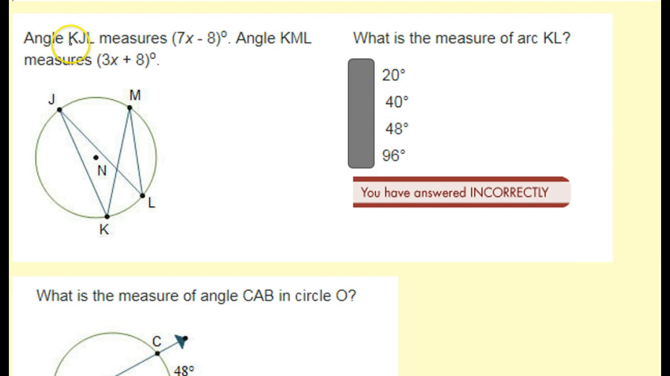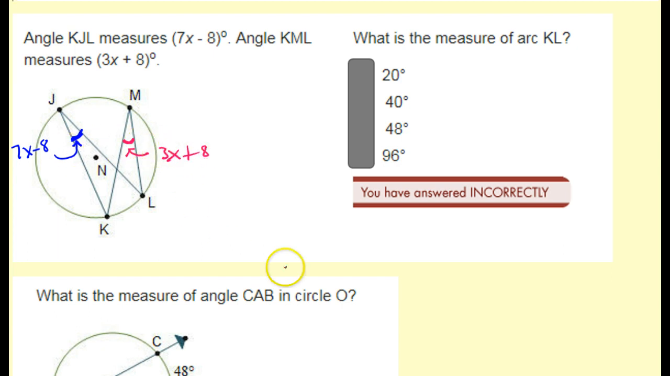Okay, next problem. Angle KJL is this. So they're talking about this angle right here, angle KJL, and that is 7x minus 8. Angle KML is this, so KML, that's this right here. So that's 3x plus 8.